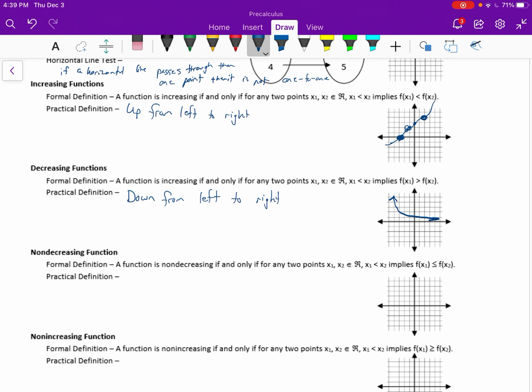Non-decreasing. So it doesn't decrease. So it means it increases, but there's another option. It could be constant. So up, left to right, but also can be constant. So it can have sections that are constant or horizontal, or the whole thing really could be non-decreasing and horizontal, but also can have portions that are horizontal. So maybe we have non-decreasing, might be horizontal for a while, go up, horizontal again, go up again. So that would be a non-decreasing function.